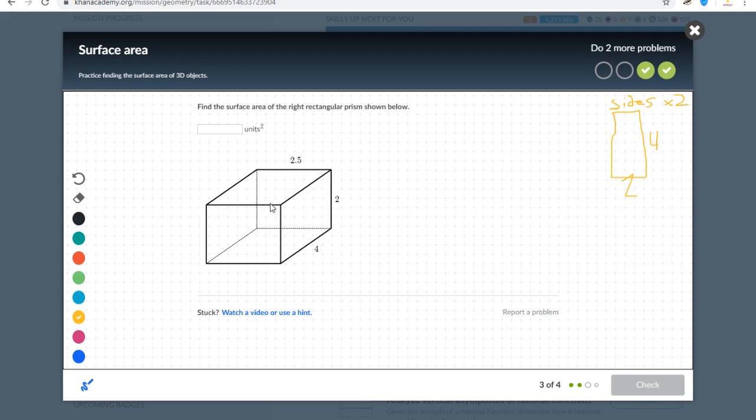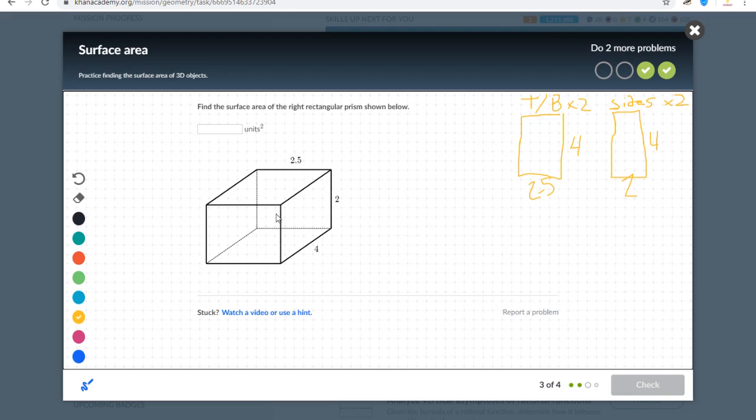Alright, now let's write these other ones here. We got a top and a bottom. We have 2.5 across. And again, we have 4 wide. So it's going to be a little bit different, but this is our top and bottom. So let's call this TB. And we're also going to times this by 2. So 2.5 across and 4 wide.